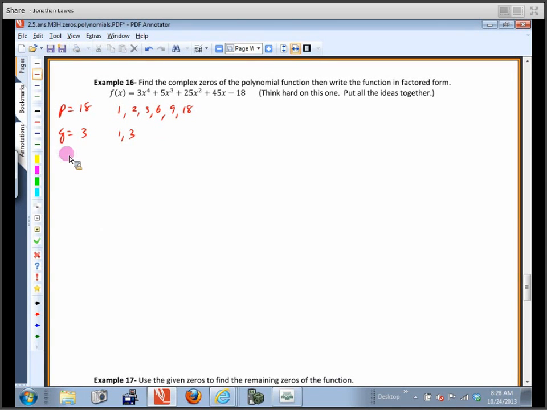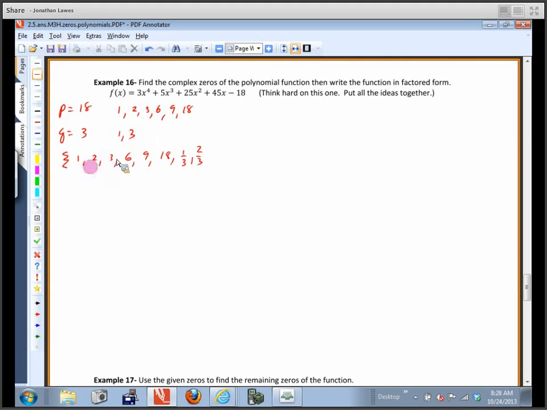Okay, I'm going to write my list right here. So I'm going to write down all of these, all 6 of those over the 1. So that's going to be a 1, a 2, a 3, a 6, a 9, and 18. Then I'm going to write all 6 of these over the 3. So the next one would be 1/3, 2/3, 3 over 3.